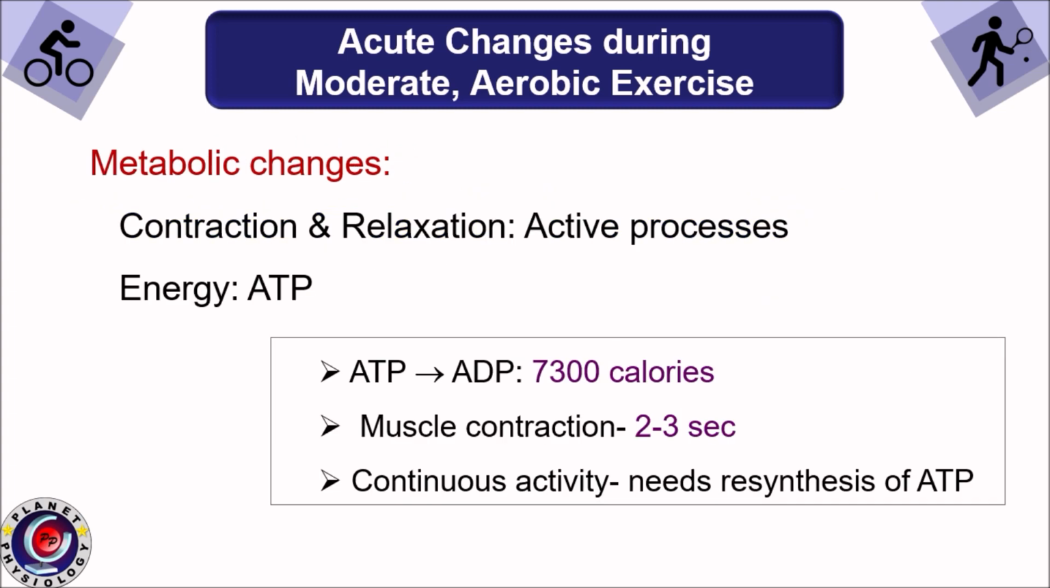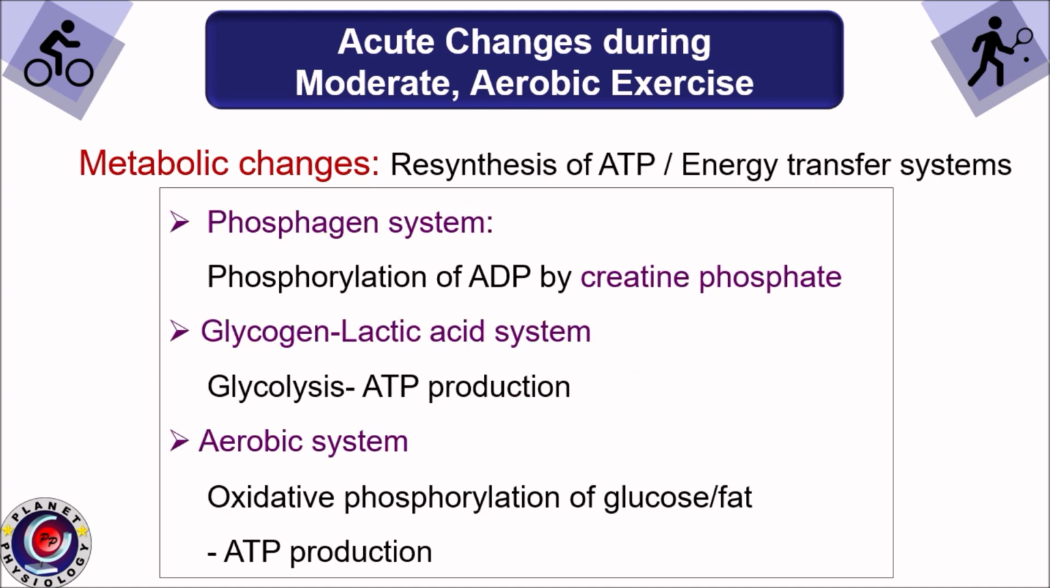Now, let us study metabolic changes. Exercise involves muscle contraction, and contraction requires energy in the form of ATP. Whatever is the stored amount of ATP within the muscle can provide energy only for 2 to 3 seconds of contractions, and for continuous activity there is need to resynthesize this ATP. This resynthesis of ATP takes place by various mechanisms like the phosphagen system, glycogen lactic acid system, and aerobic system.